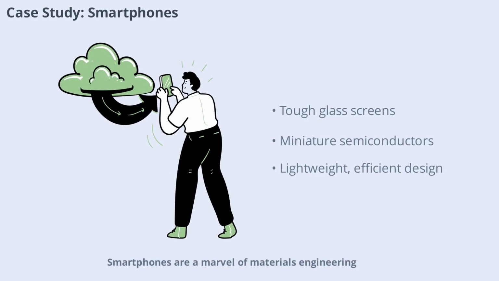Smartphones are a marvel of materials engineering. From the tough glass screens to the tiny semiconductors inside, every component is carefully designed. Materials engineers work to make phones lighter, stronger, and more energy efficient, enabling the technology we rely on every day.